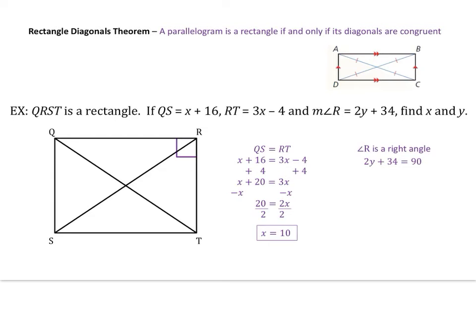Next, we know that angle R is a right angle, so we can set up an equation of 2y plus 34 equals 90 degrees since our right angle is 90 degrees. And then just use your algebra skills to solve for y. All right, so we should have y equals 28.